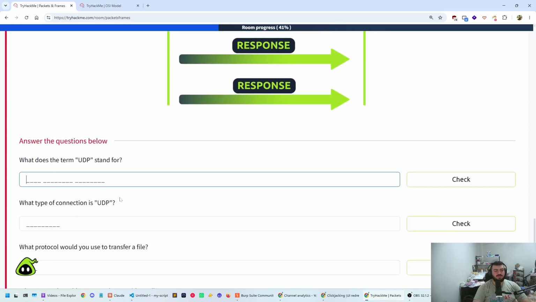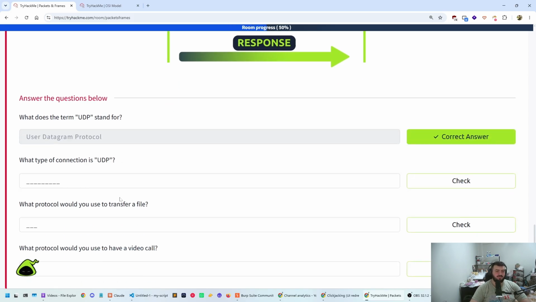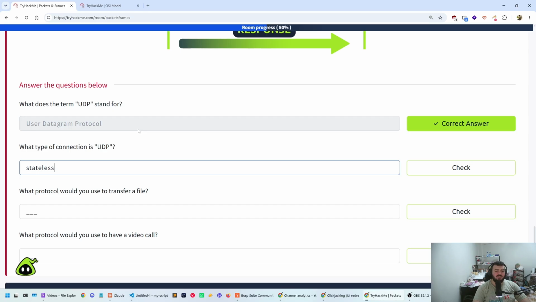What does the term UDP stand for? User Datagram Protocol. What type of connection is UDP? It is stateless.